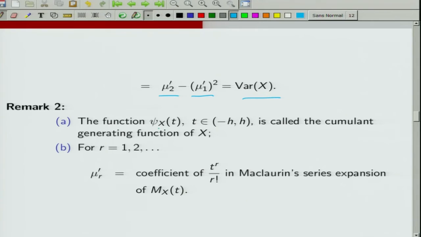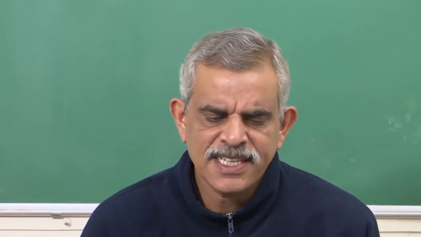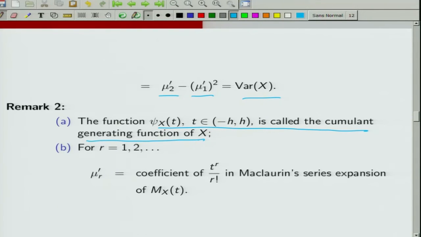Now this function psi_X(t) in the textbooks is called the cumulant generating function of X, because it generates quantities which in many textbooks are called cumulants, and that is the reason why psi_X(t) is called a cumulant generating function. So I am not going to define what cumulant means, because that may not be of direct significance in this course. So for r equal to 1, 2, and so on, let us look at mu_r prime, which is nothing but the coefficient of t to the power r by factorial r in the Maclaurin series expansion of M_X(t). That is what I explained a few moments back. So now I am equipped with finding the moments using the moment generating function.